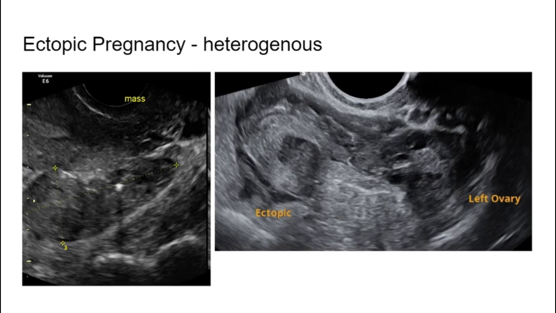So here we've got an example of a heterogeneous mass. You can see it's not that distinct, it's similar to the structures around it. And here you've got this large ectopic pregnancy. It's separate to the ovary. You can see there's a gap between the ovary and the ectopic pregnancy. It's not likely to be part of the ovary itself.